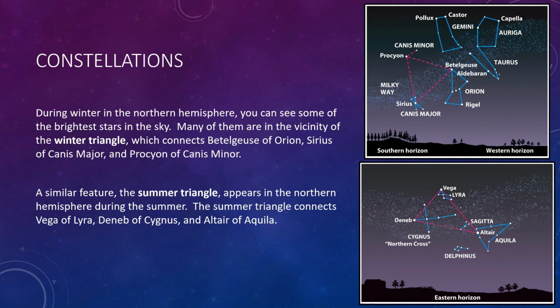A similar feature, which is the summer triangle, which you see in the bottom image, graces the summer sky in the northern hemisphere. This triangle connects the bright stars in Lyra, which is the harp, Cygnus, the swan, and Aquila, the eagle. Now, I'm not going to ever make you memorize constellations.